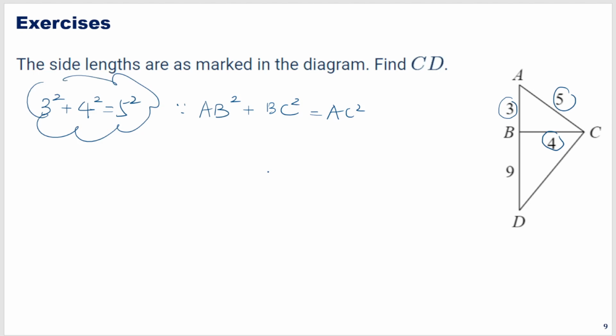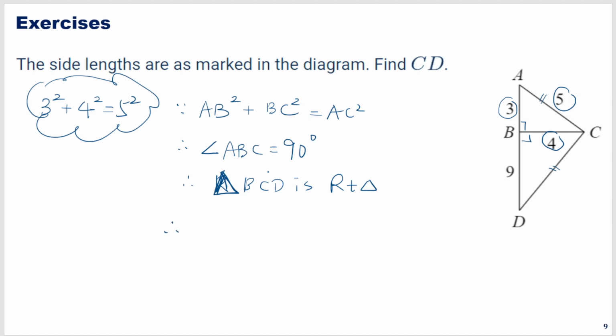Of course, you don't have to write it here. You could write it on scratch paper. Because of this, we know triangle ABC is a right triangle and AC is the hypotenuse. So angle ABC is 90 degrees, right? And triangle BCD is also a right triangle. And CD is the hypotenuse, right?